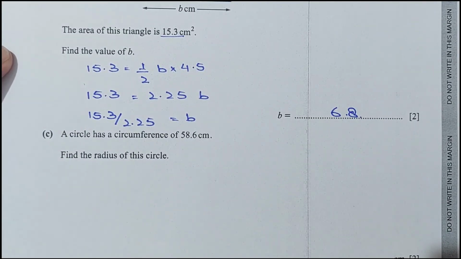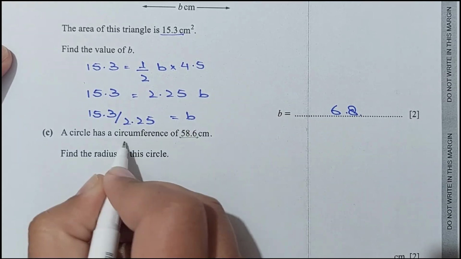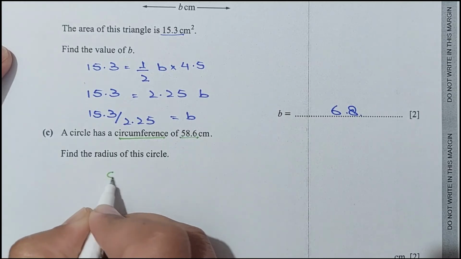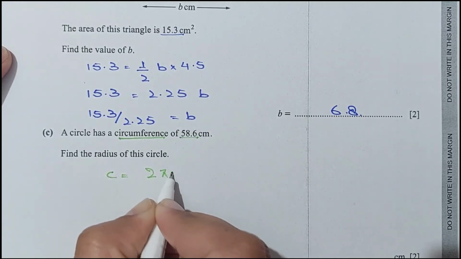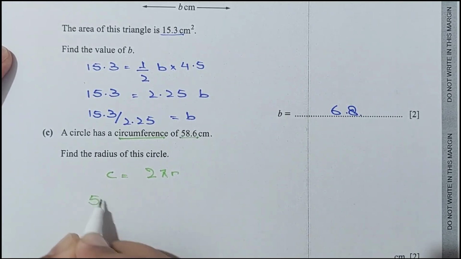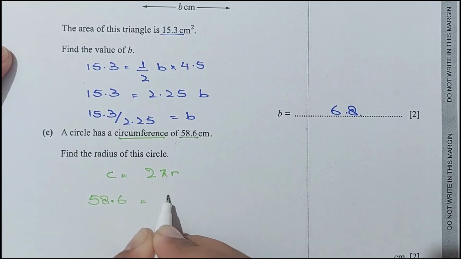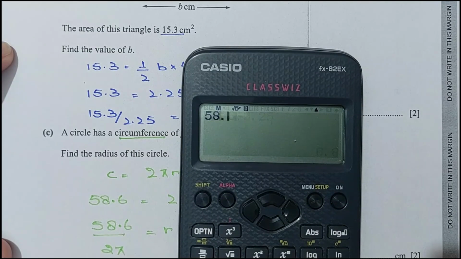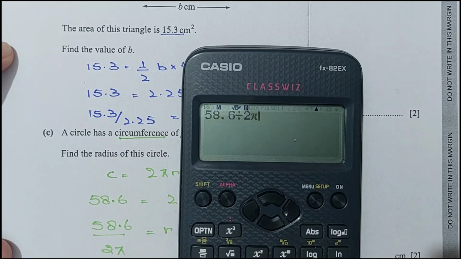Okay. Now for part C, a circle has a circumference. This is the circumference. Find the radius of this circle. Circumference of a circle is 2 pi r. Circumference is 58.6. This is equal to 2 pi and radius. So the radius is 58.6 divided by 2 pi. This would be the radius. 58.6 divided by 2 pi. 9.32.